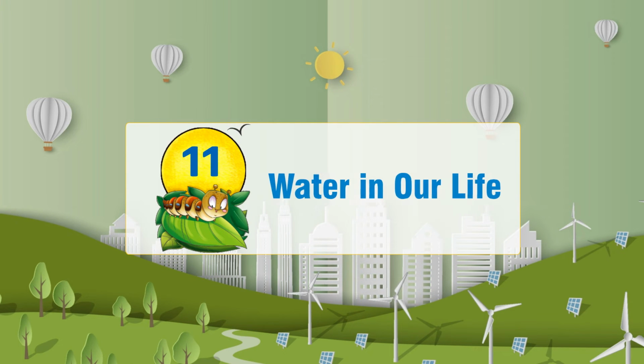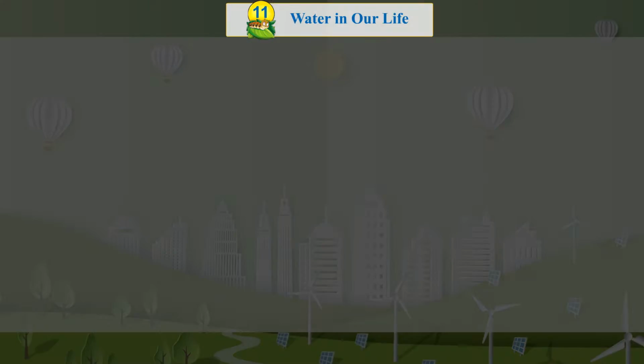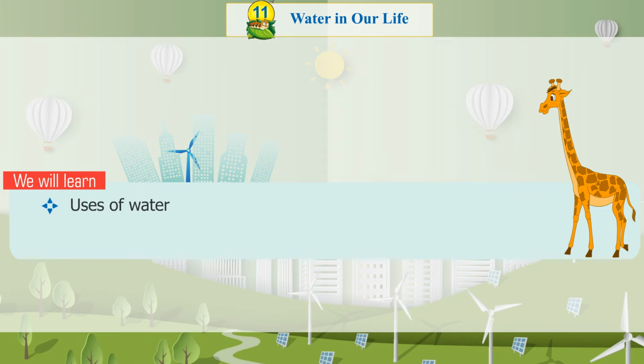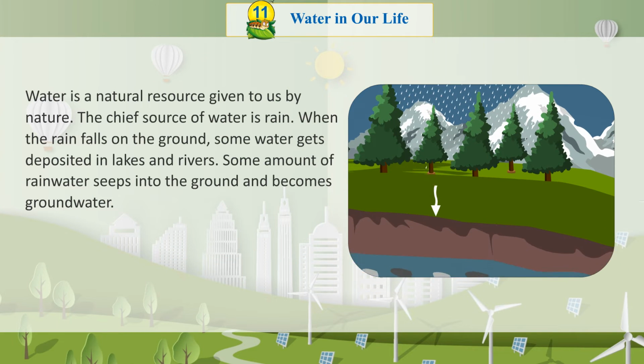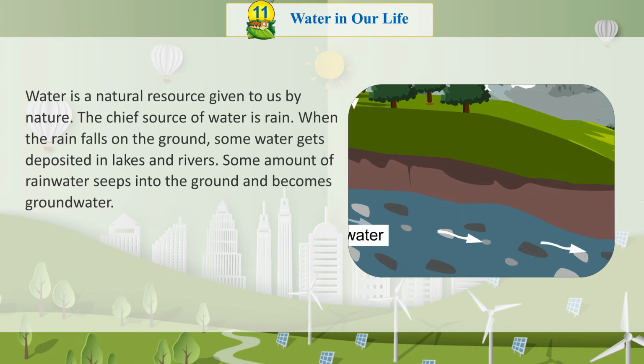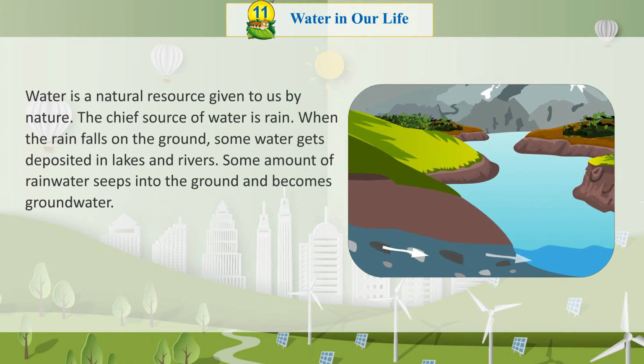Chapter 11. Water in our life. We will learn uses of water, storing water, rainwater harvesting, water cycle. Water is a natural resource given to us by nature. The chief source of water is rain.